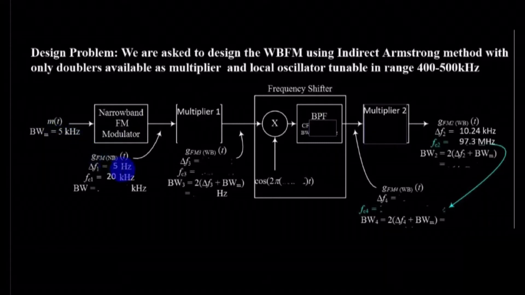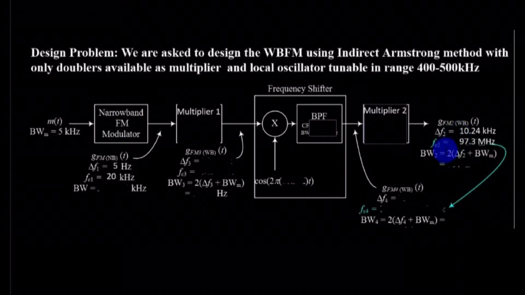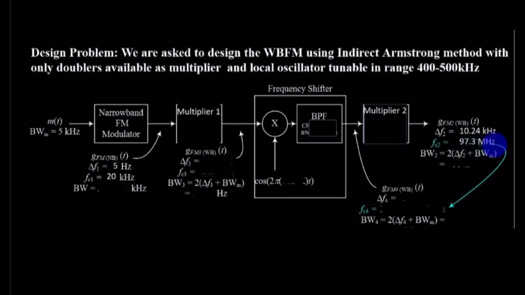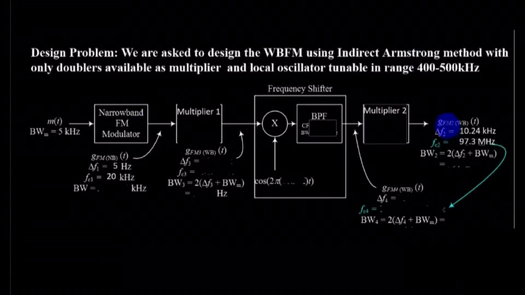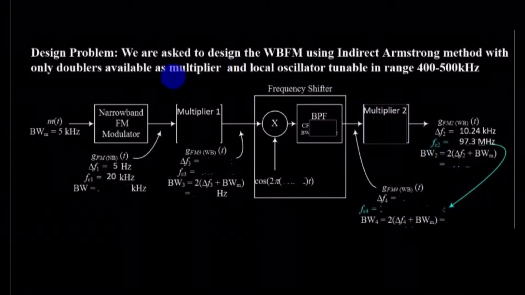Another thing that is given to us is the parameters of the output of the wideband FM modulator, and these include the carrier frequency that is desired, 97.3 megahertz, whereas the frequency deviation that is desired is 10.24 kilohertz. So we are given the bandwidth of the message signal, the deviation and the carrier frequency at the output of narrowband FM, and at the output of the whole thing, that is the wideband FM. And we are asked to design all of this. This is something that we will take up now.